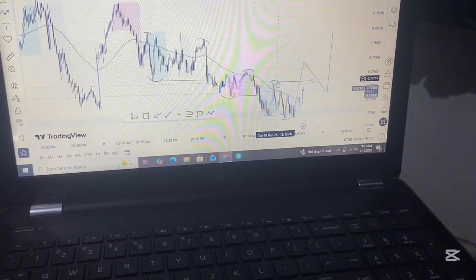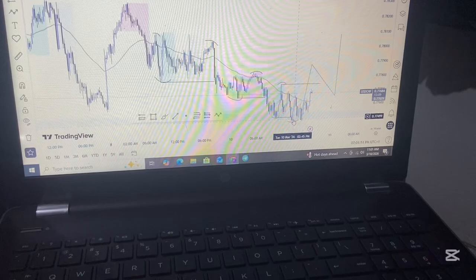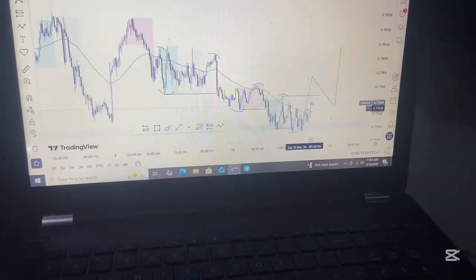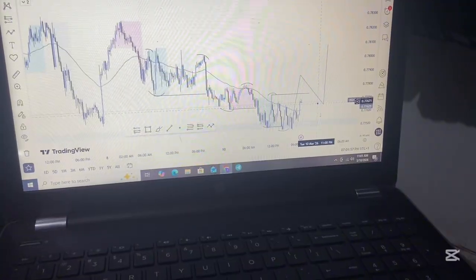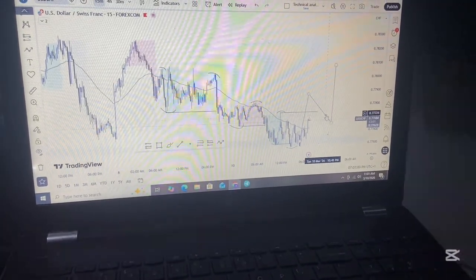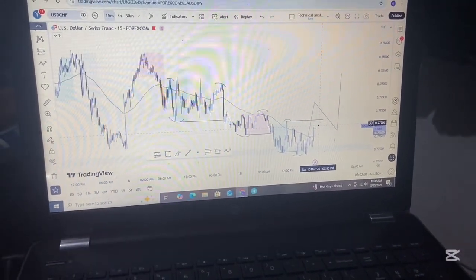So this is the last lower high, and this is the last lower low. What I'm expecting is for price to print a higher high, and I'll try to catch the buys at the higher low. So we have 2 new lows before we enter this USD/CHF.